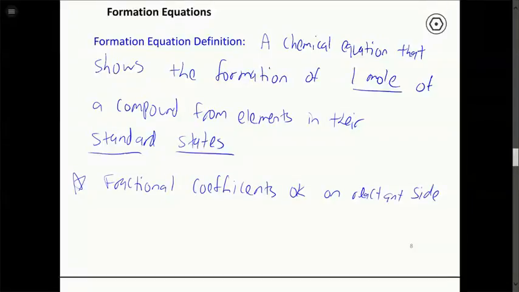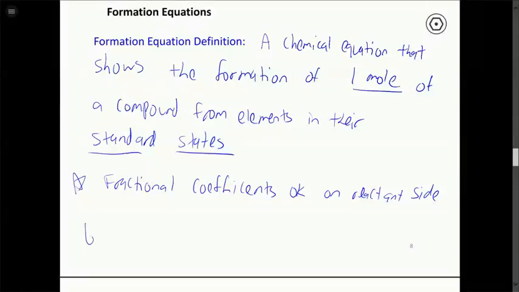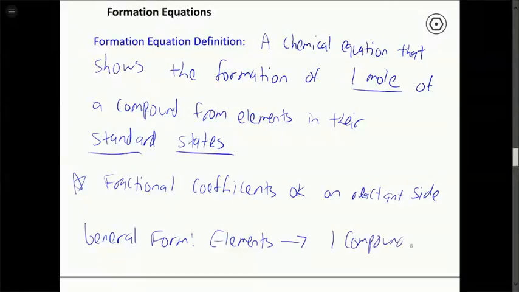All right, so the product side, as I said, is 1 mole of a compound. So there's no coefficients on the product side, just a 1 or implied 1. But then the reactant side can have fractional coefficients if you need them. And the general form then is going to be 2 or more elements combining to make 1 mole of a compound. So there's only going to be one product, and it's only going to have a coefficient of 1 in front of it, nothing else. So that's the general form for a formation equation.